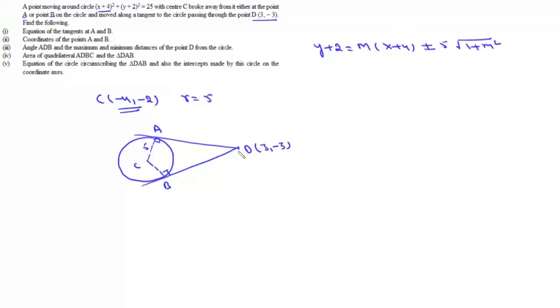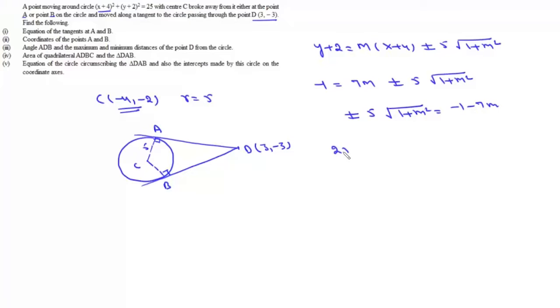Now here we are looking for the tangents which pass through the point D (3, -3). So we'll put y as -3 and x as 3. So now it will be -1, and then this is 7m, plus minus 5 under root of 1 plus m square. We can also write this as plus minus 5 under root of 1 plus m square, and it will be equal to -1 minus 7m.